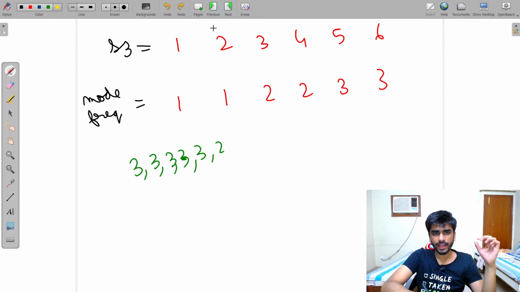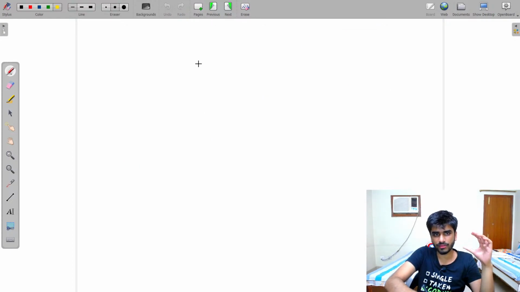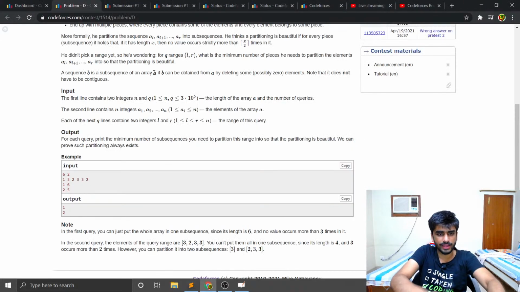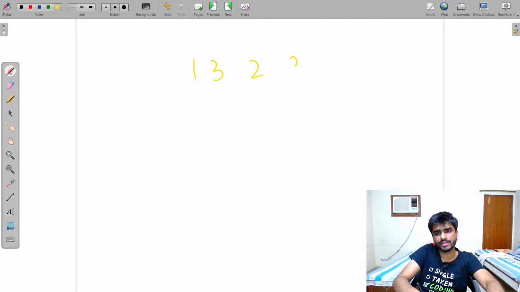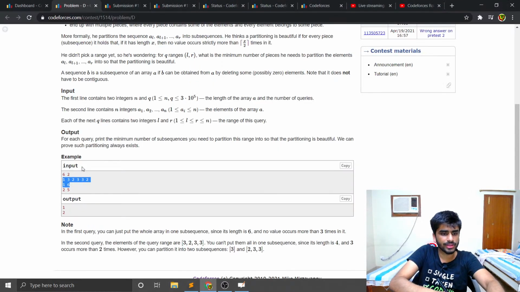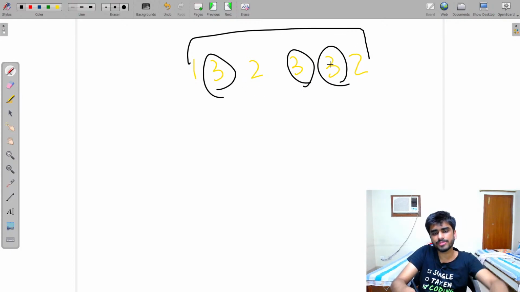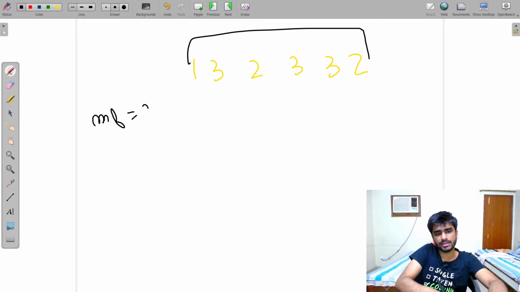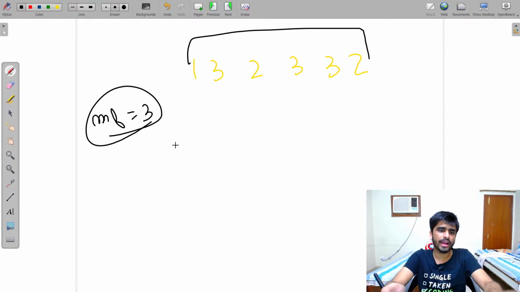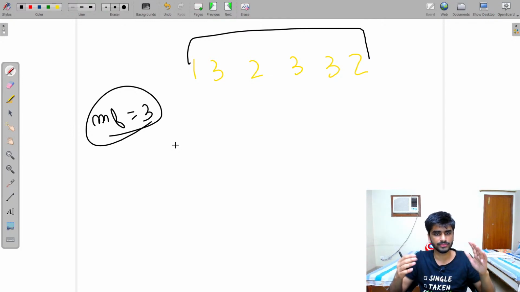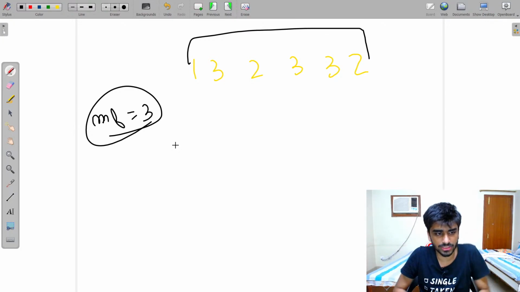So that's what we want, and now the problem reduces to a much simpler thing. We want to find the frequency of the mode in a given range. Let's take this array for example, 1 3 2 3 3 2, and then you are given a query, so let's say this is the query. You want to find the frequency of the mode in this array, right? We know that 3 occurs 3 times, so the mode frequency here equals 3. That's what we have to find, and after that it is easy to get the answer.